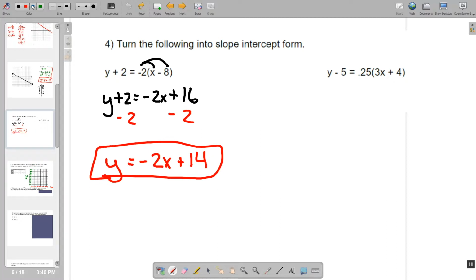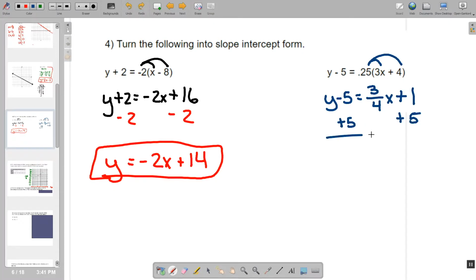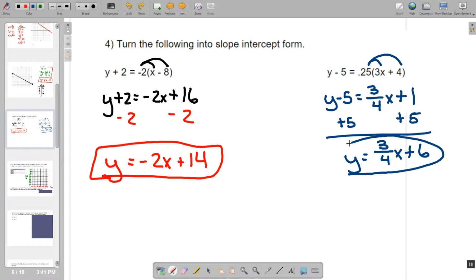The problem on the right, I have to do the distributive property again, but this is now going to give us a fraction. Now, this is 1/4. So 1/4 times 3 is 3/4, and 1/4 of 4 is +1. Fraction here is just fine. So I'm going to add 5 to every number, and I get y = 3/4 x plus 6. I am now in y = form, and I am done with this problem, and that makes me done with problem 4.